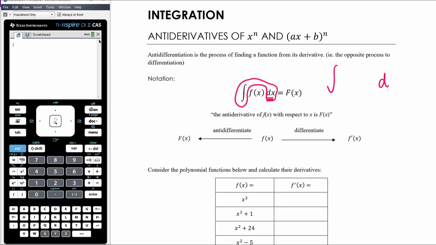If your function's in terms of t, you'd be integrating with respect to t. If your function's in terms of theta, you'd be integrating with respect to theta, okay? But always an integral sign and d something, okay?